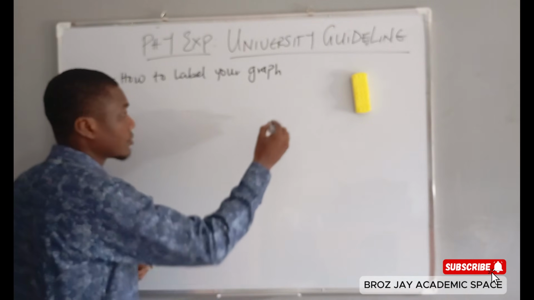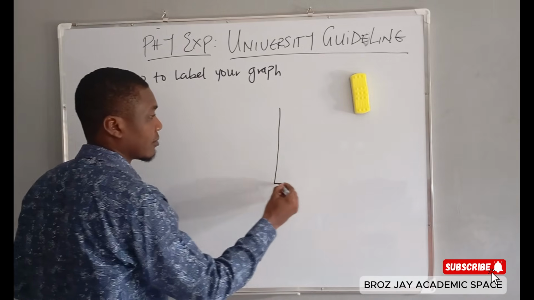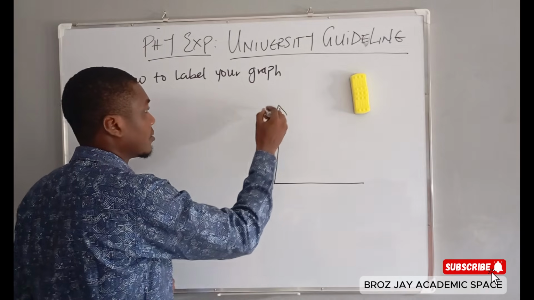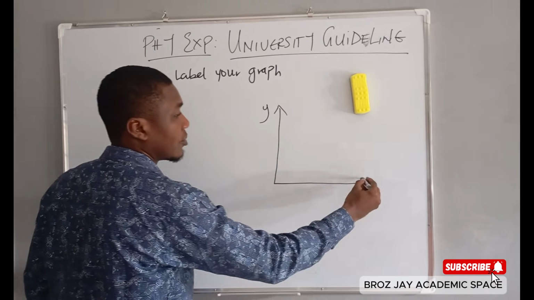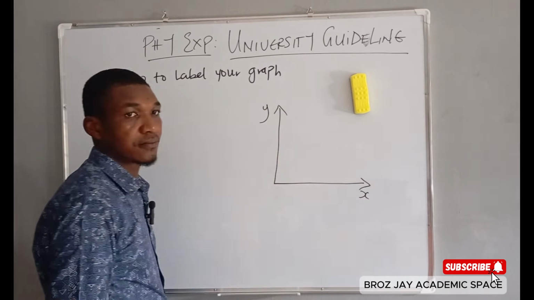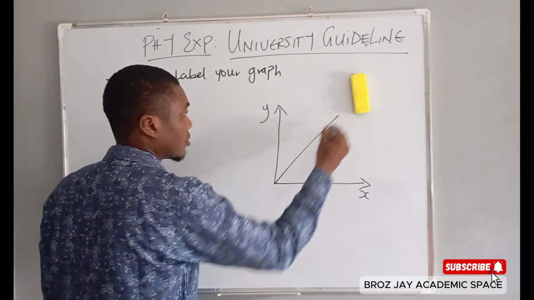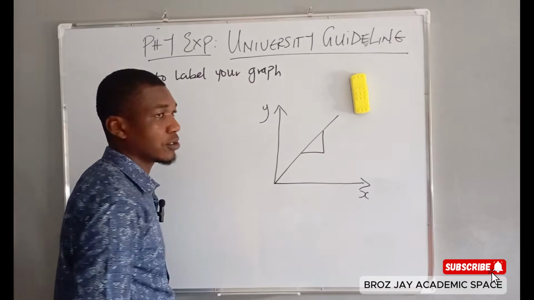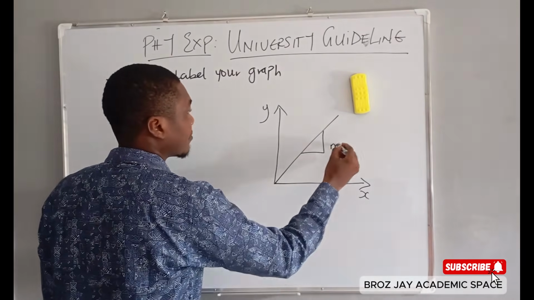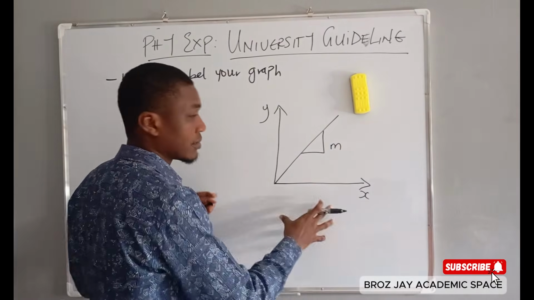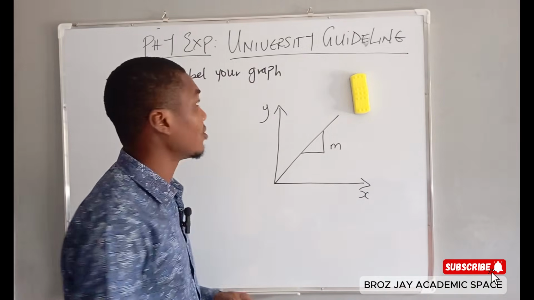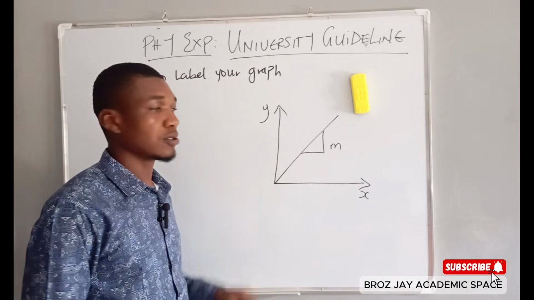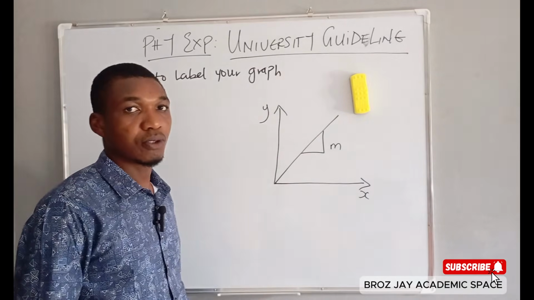Recall in secondary school we have something like this on our graph sheet: here will be labeled y, and here will be labeled x. And let me say we plot the gradient line, and we have something like this as the slope or the gradient, and we have n. Now this is mathematics in secondary school, but in university we don't do this. We are not saying it's wrong, but we don't do this.